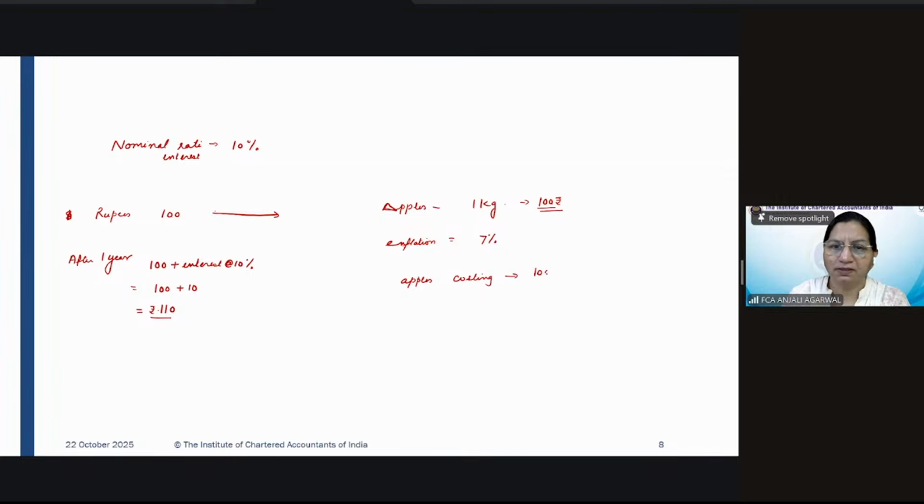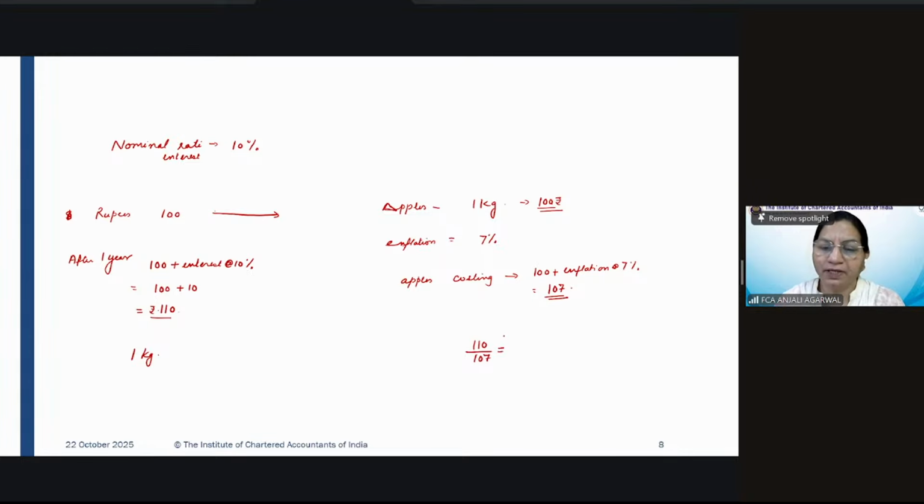100 plus inflation. After 1 year, 100 plus inflation at the rate of 7%. Now, how much money do you have? 110. And what is the price of apples? 107. So earlier you were able to buy 1 kg. Now you will be able to buy 110 divided by 107.